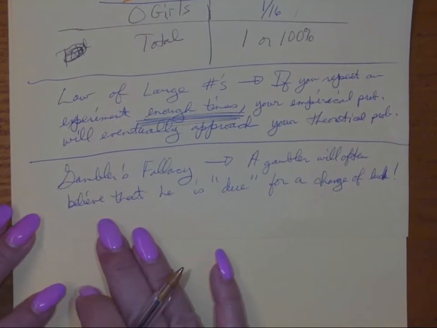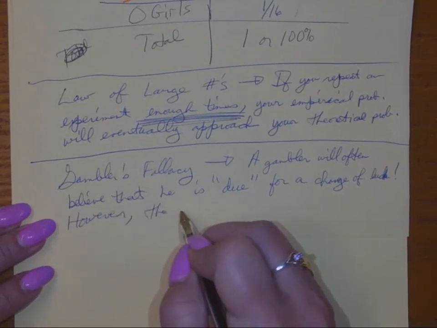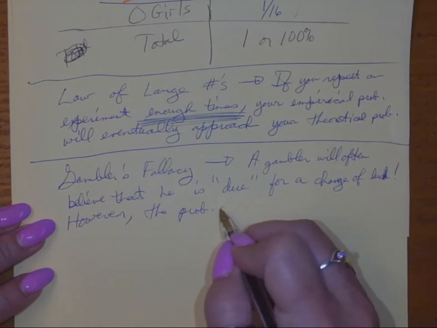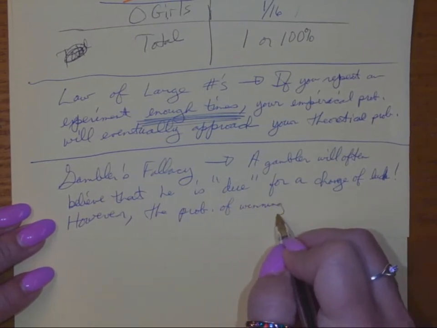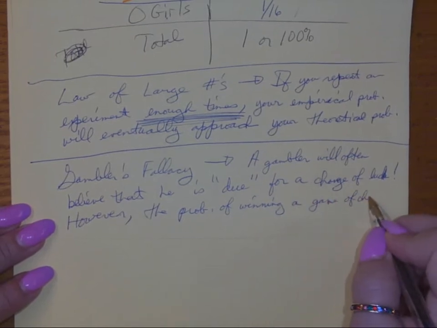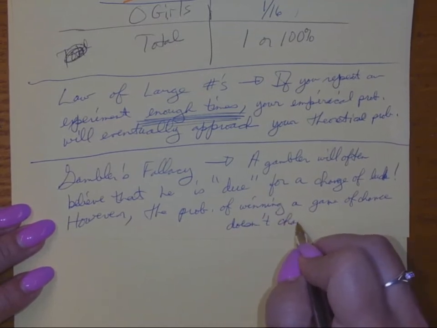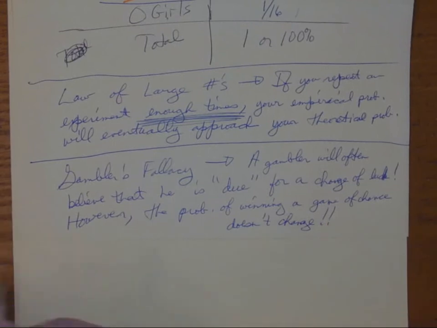And the problem with that is, however, the probabilities of winning a game of luck, let's call it a game of chance, doesn't change. That's the fallacy part, right? So it's not going to change. So he says, oh, I'm due for a turnaround, and that's not true, right? So just be aware of the difference between those two.